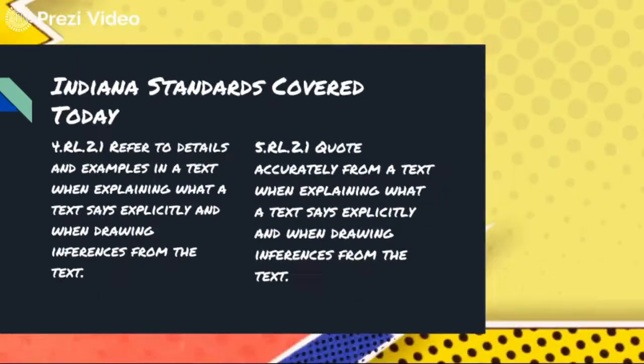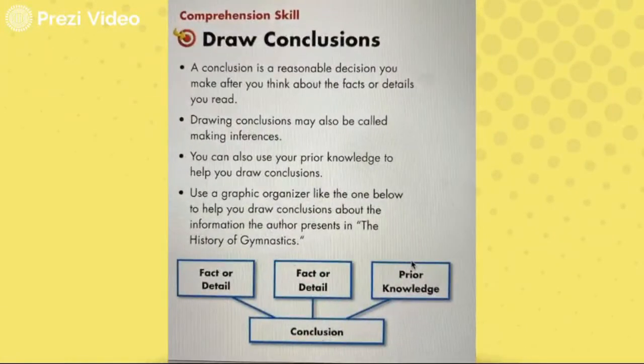So now you may be wondering, what does it actually mean to draw conclusions? Well, a conclusion is a reasonable decision you make after you think about the facts or details you read. Drawing conclusions may also be called making inferences. Like I said before, when your teacher's talking about this, you may actually hear them using these interchangeably. They are basically the same thing.